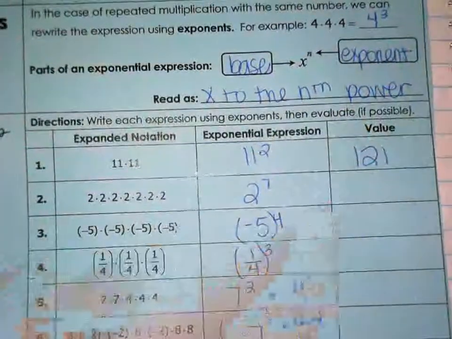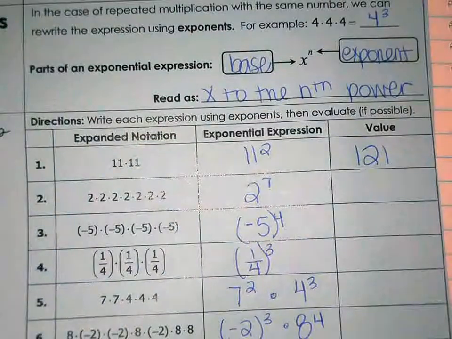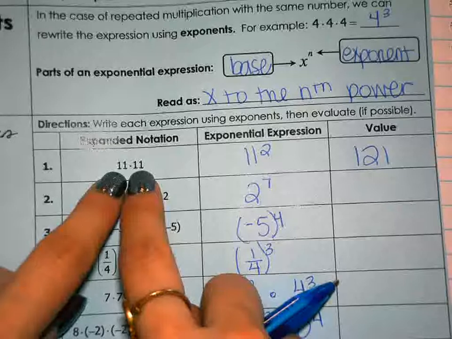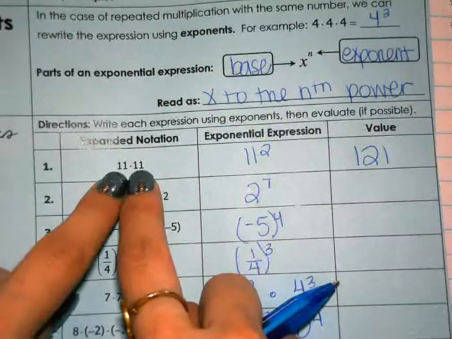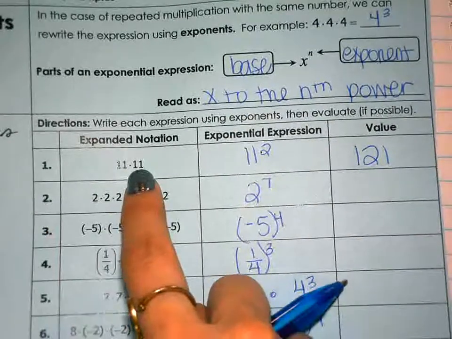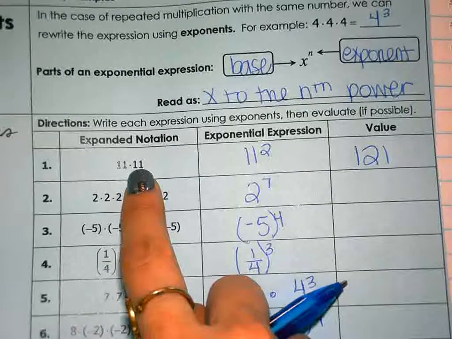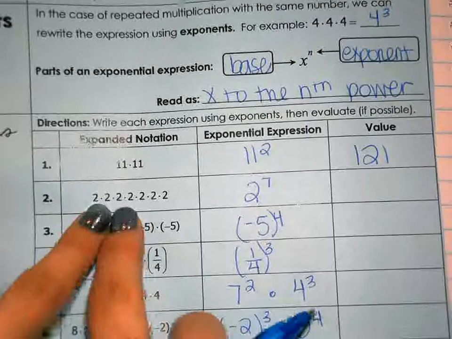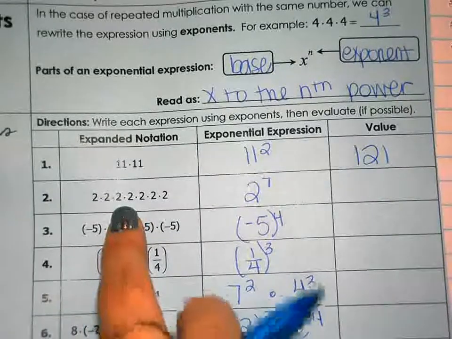Now, the only work I would expect you to show on that one is to write down this 11 times 11 for me. Is that understood? Yeah. Because I expect you to know what 11 times 11 is, okay? Same thing for these. I'd expect you to write the 2 times 2 times 2 times 2 times 2, all of that out.